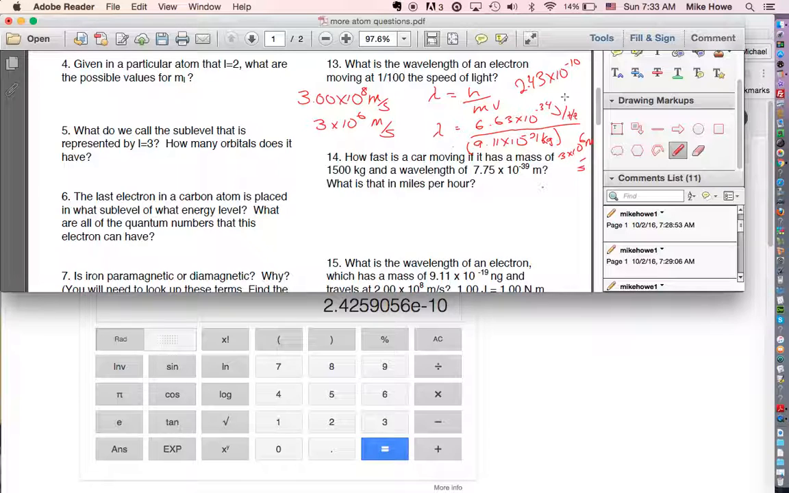Okay, number 14. Oh, by the way, that would be meters only. All right, here, real quick, here's why it's meters only.